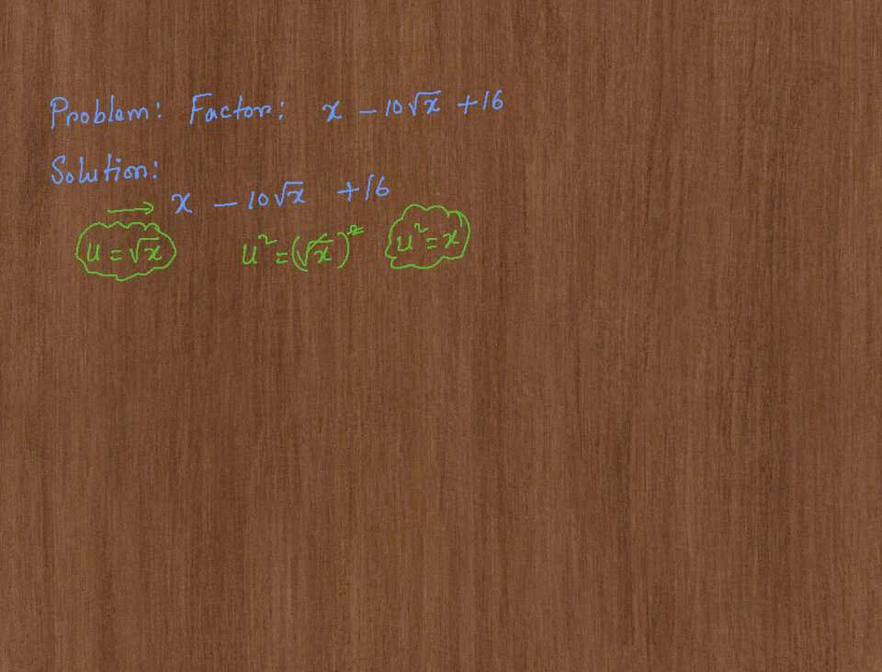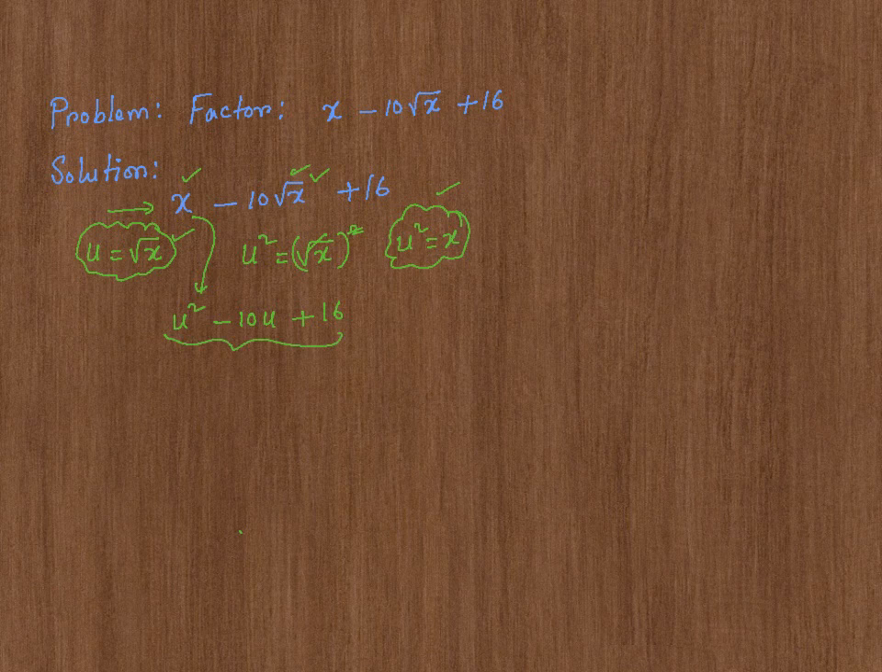Now I'm going to plug in this u square for x and u for square root of x. If I did that, I get u square minus 10 times u, then plus 16, because square root of x is u, so 10 times u. Now this is something, however, we can easily factor.